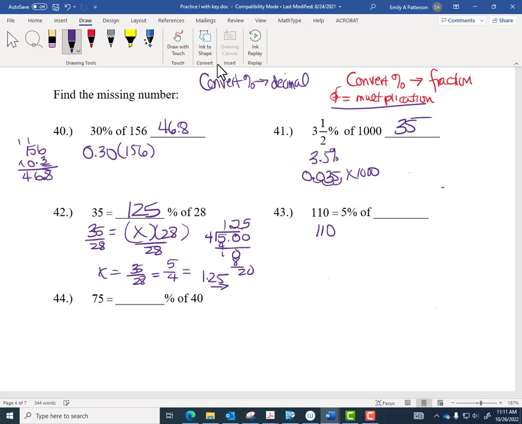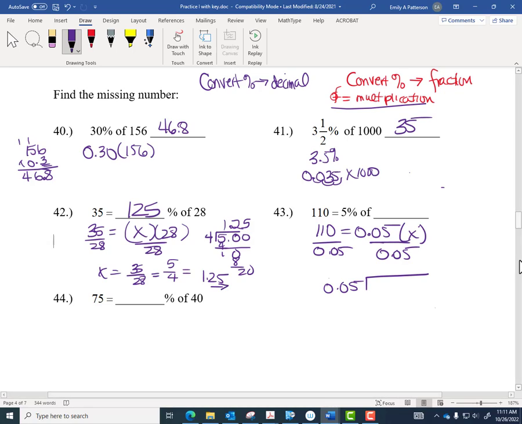In this case, we've got 110 is equal to 0.05. Again, that's my percent as a decimal. And then we're going to divide both sides by 0.05. So we have 0.05 into 110. And remembering how to do decimal division, we can't divide by a decimal, so I move it 2 spaces to get this to be a whole number. So if you move this 2 spaces, you also have to move this 2 spaces.